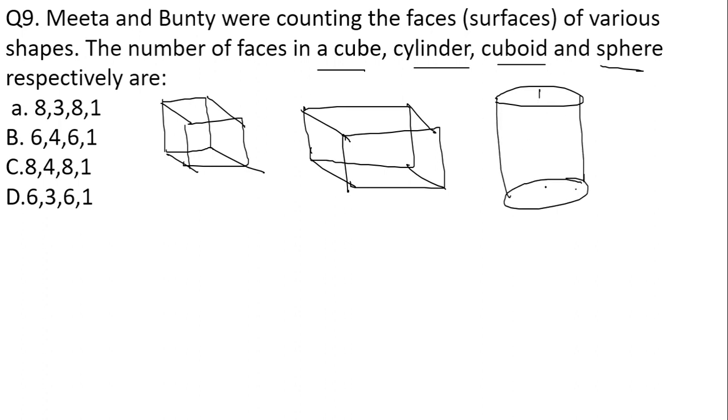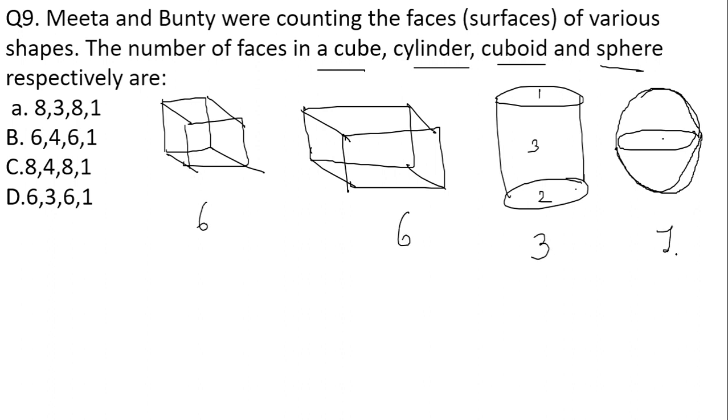This is the upper one, this is the lower one, and this is the curved surface. Okay, and the next one, in case of sphere, how many faces are there? I am not able to draw the sphere properly, just try to understand how many faces the sphere has. It has a single face. So this is 6 faces, 3 faces, and 1 face. So the correct answer is option number... They have asked for cube, cylinder, cuboid and sphere, right? So 6, 3, 6, 1 is going to be your answer. Option number D. Got it? Moving on to the next question now.